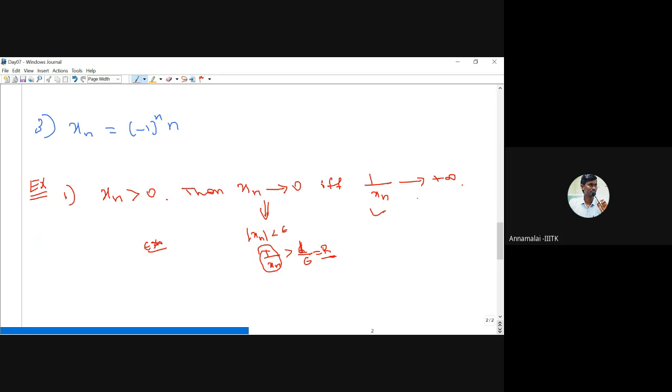What happens if xn is negative and the limit converges to 0? Suppose, in the second case, each xn is negative and xn converges to 0, then what can I say about 1 by xn? It diverges to minus infinity.